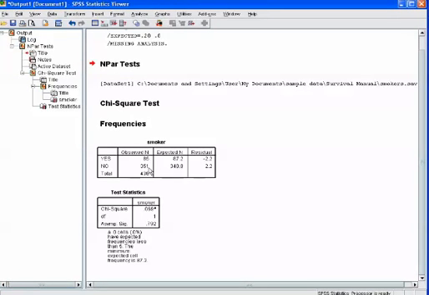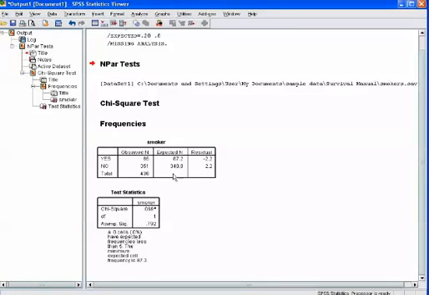Okay? The expected frequency is the number of cases that should be in each group based on the proportions that we specified in SPSS previously. So based on the 20% proportion that we put into SPSS, the expected number of smokers should be 87.2, and the expected number of non-smokers should be 34.8.